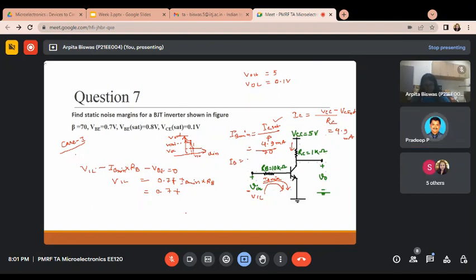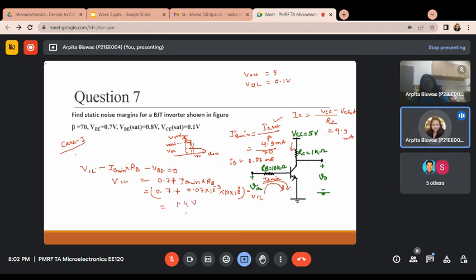0.07 milliamps. Yes, ma'am. Okay. 0.07 milliampere. Now just put the value here. 0.07 milliamps, 10 power minus 3, and RB value, 10 kilo, 10 to the power 3. That gives 1.4.